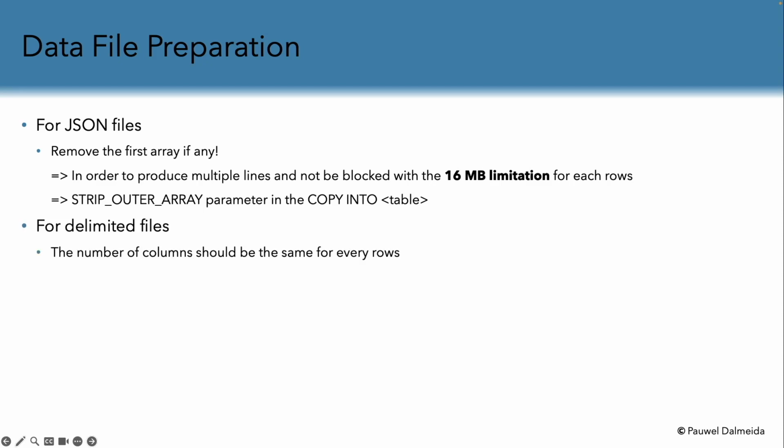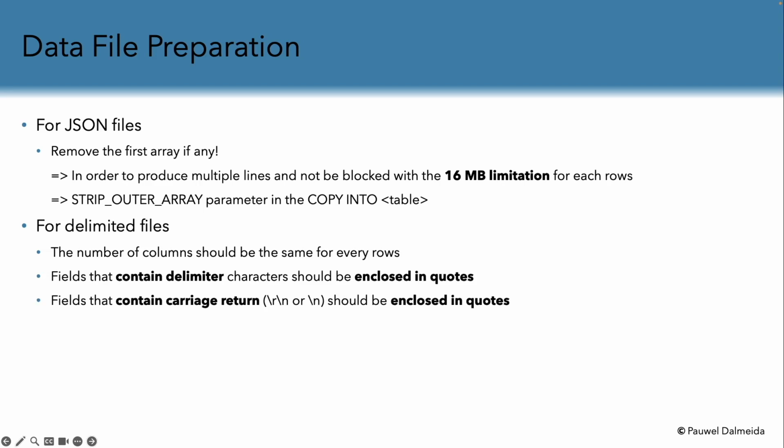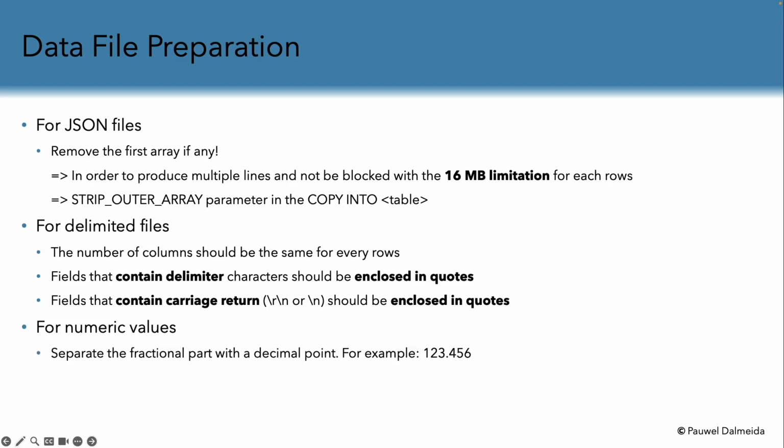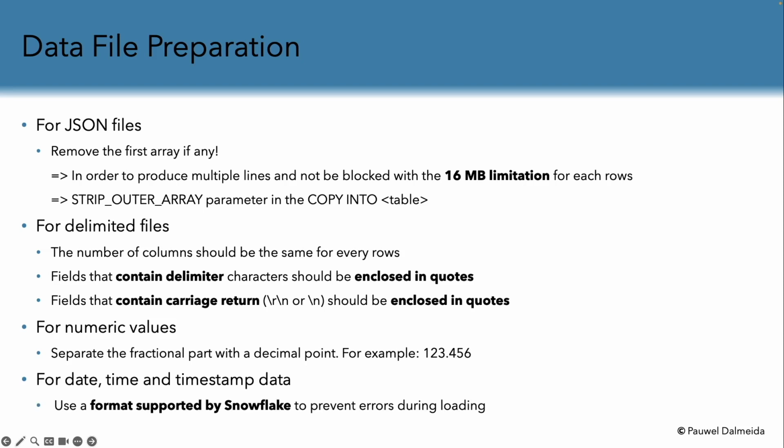For the delimited file, the number of columns should be the same for every row. Otherwise, errors will be thrown if you don't have the on-error parameter. Fields that contain delimiter characters should be enclosed in quotes. Fields that contain carriage returns should be enclosed in quotes too. Concerning the numeric values, you have to separate the fractional parts with a decimal point, for example, 123.456. For date, time, and timestamp data, you have to use a format supported by Snowflake to prevent errors during loading.